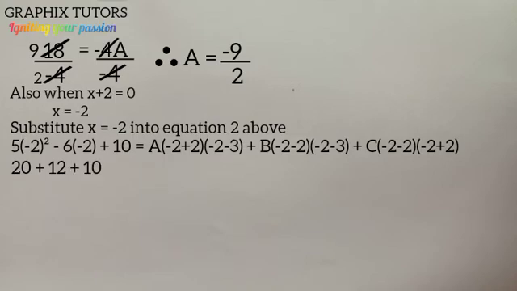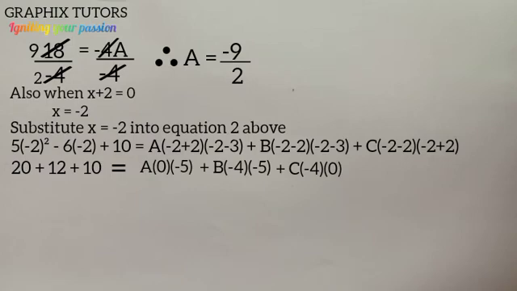Then we are left with 10 equals, now if I write my a, minus 2 plus 2 will give us 0. So a into bracket 0. Then the next one, minus 2 minus 3 is minus 5, into bracket minus 5. Plus b into bracket minus 2 minus 2 is minus 4, multiplied by minus 2 minus 3 which is minus 5. Plus c into bracket minus 2 minus 2 is minus 4, and also minus 2 plus 2 is 0.